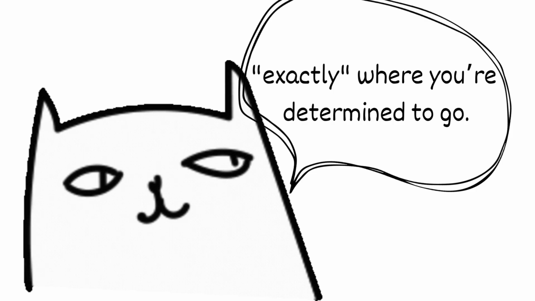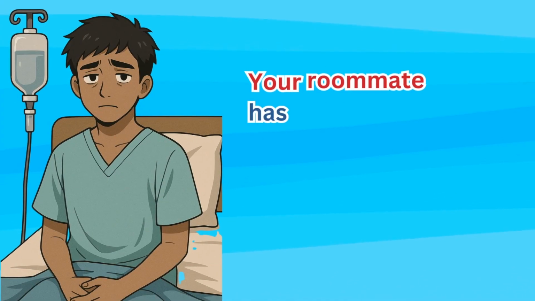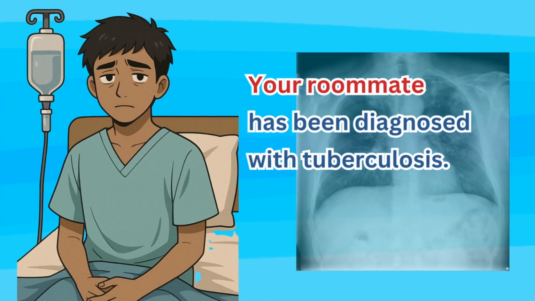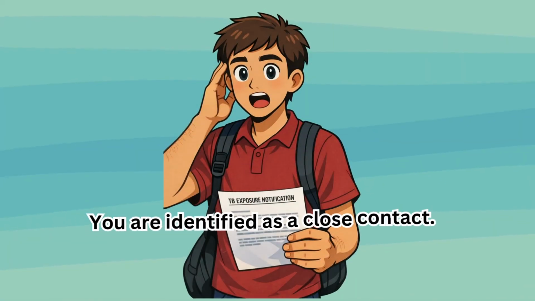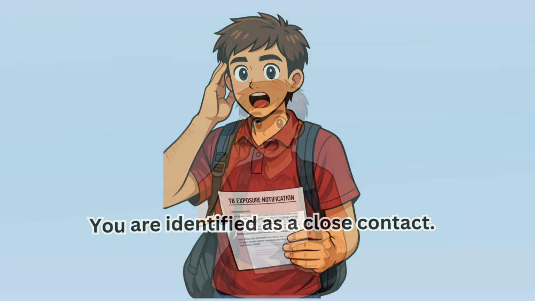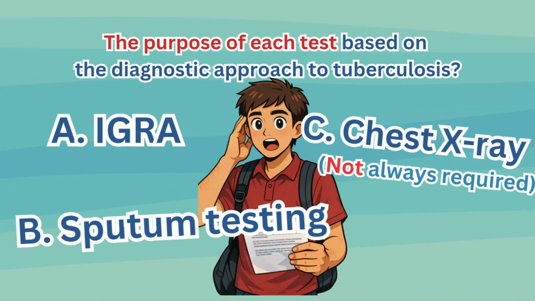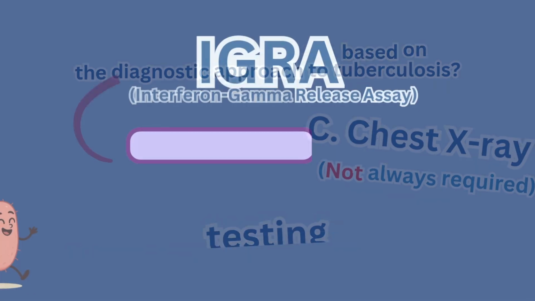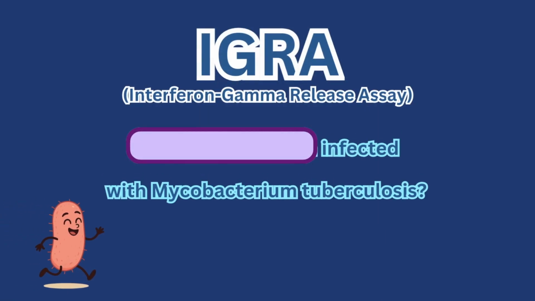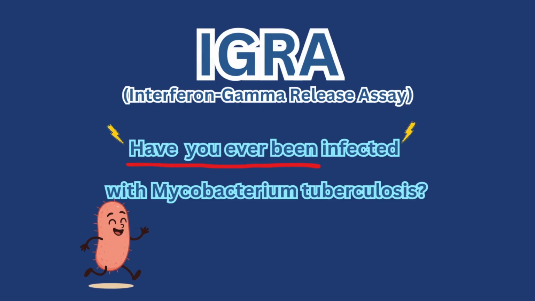I'm walking with you. Your roommate has been diagnosed with tuberculosis. You are identified as a close contact, but you have no symptoms. The first test performed is IgRA. So, what does IgRA actually test? Exactly. It determines whether you have ever been infected with Mycobacterium tuberculosis.